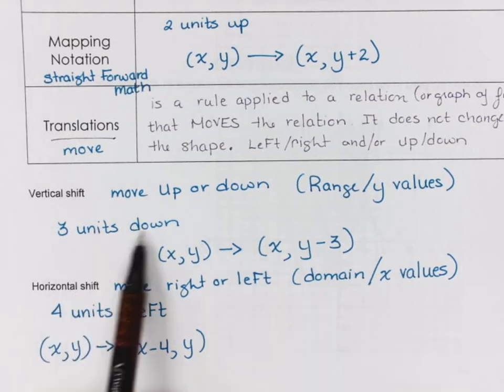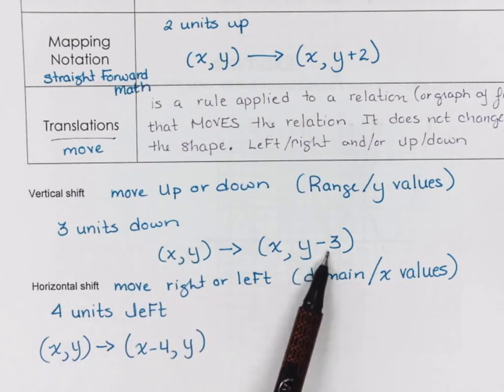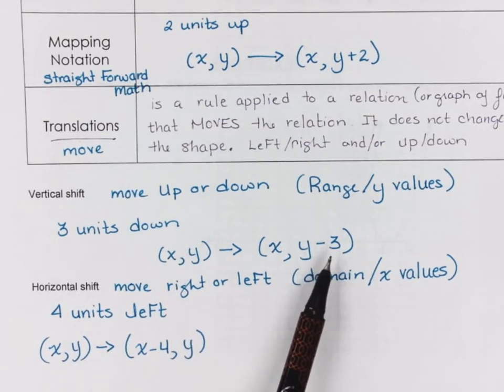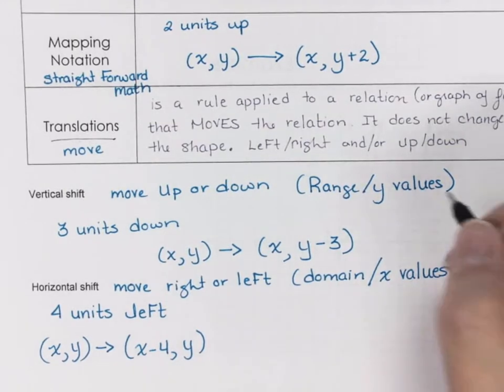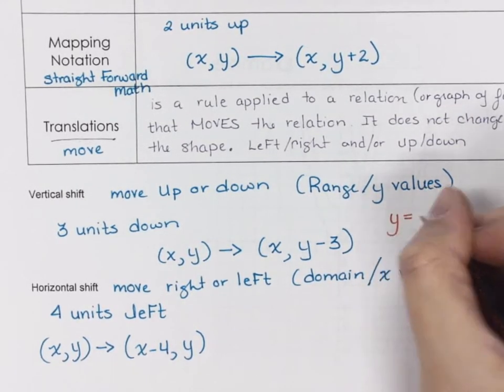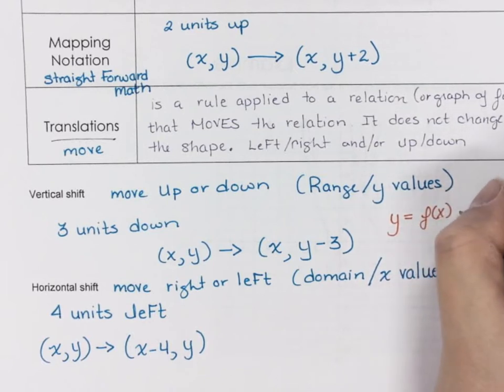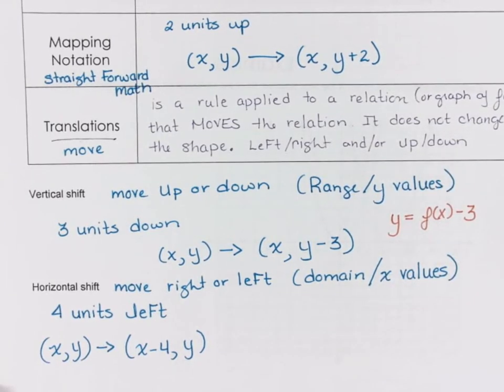When we did our 3 units down, what did we do? We subtracted 3 from the y, right? So now I'm going to put that in function notation. What letter or letters represents y in function notation? f of x. You need both of them, right? You need the f, and you need the brackets, and you need the x inside. That's your y. So our new function is going to be whatever our y values were, and we're going to minus 3 from it.